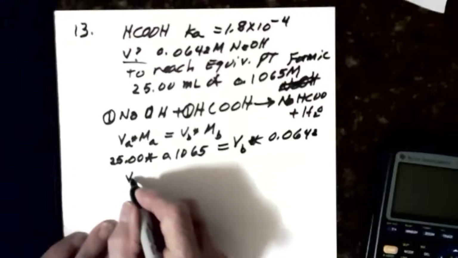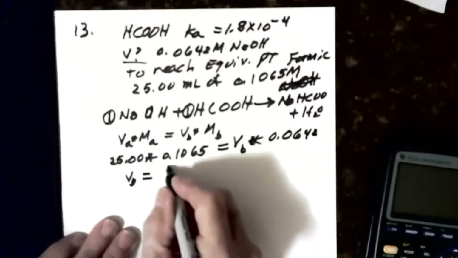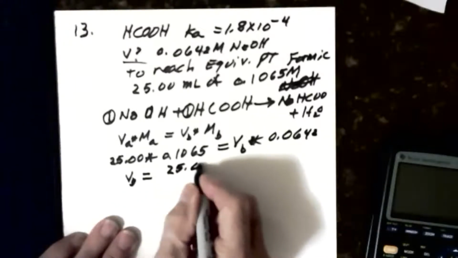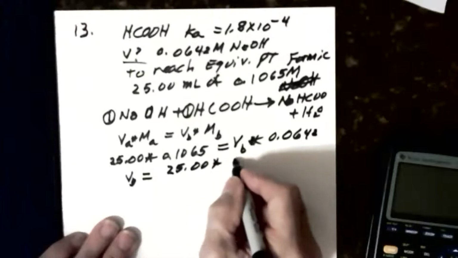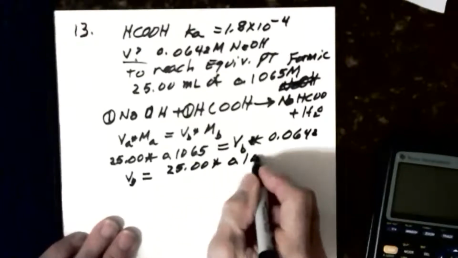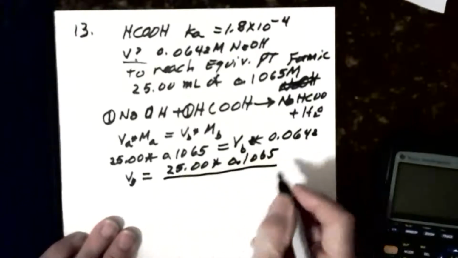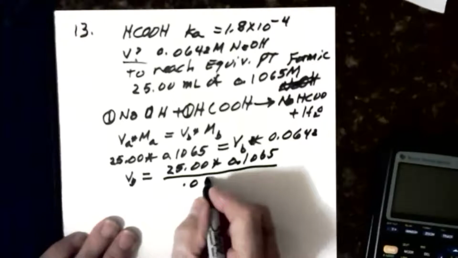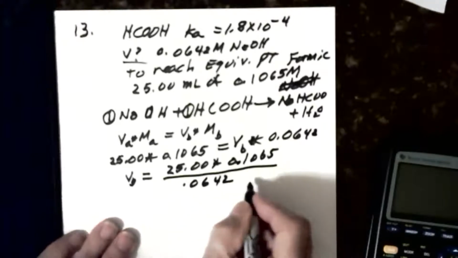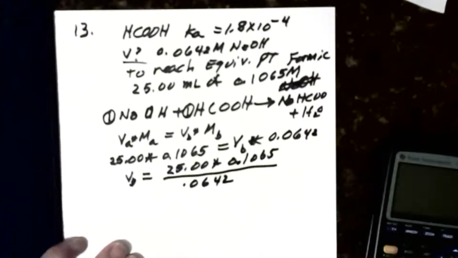So the volume of the base that I'm going to use is 25 times 0.1065 divided by 0.0642. And now that should give me the answer to number 13.